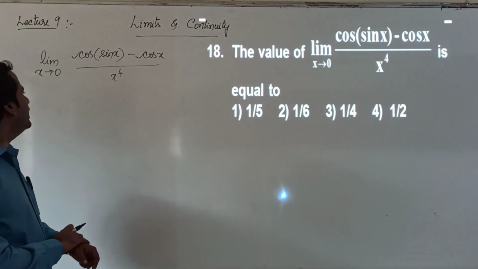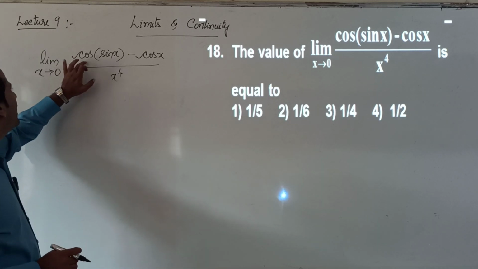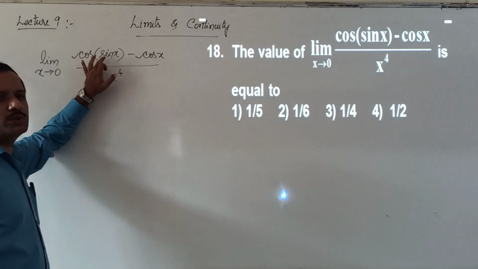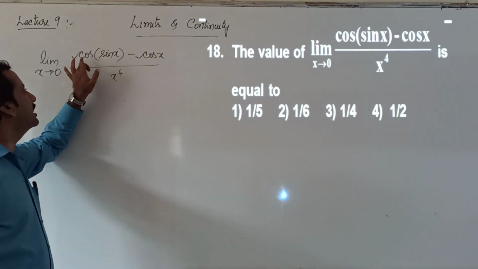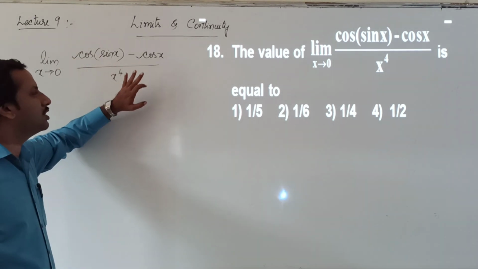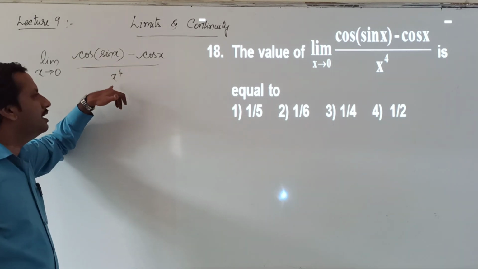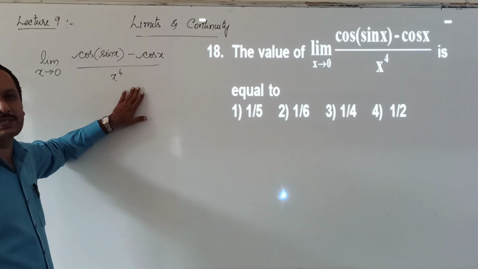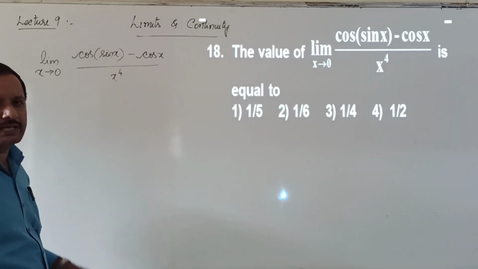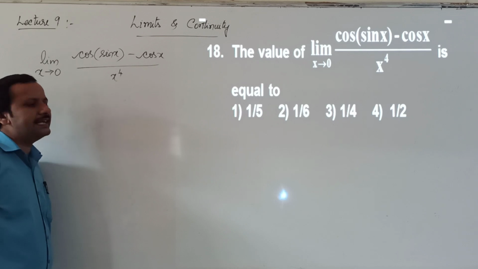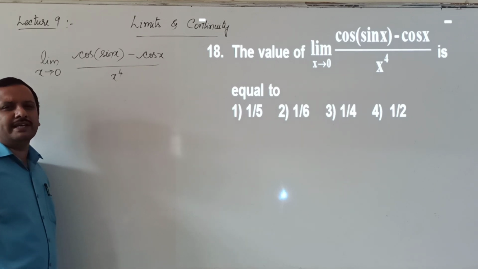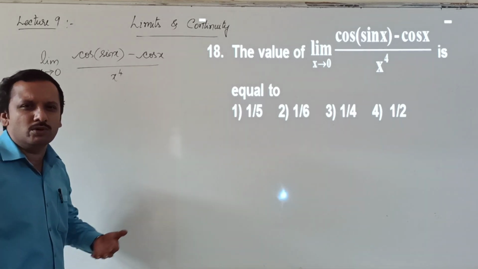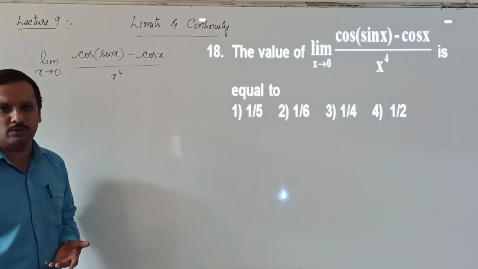Okay. Here if I directly apply the limit, I am getting cos of sin 0. Sin 0 is 0, then cos 0 is 1, minus cos 0, 1. 1 minus 1 is 0, divided by the denominator x power 4. When I put x as 0, there also I am getting 0. So 0 by 0 is an indeterminate form. Whenever we get a 0 by 0, usually we go for L'Hospital's rule.